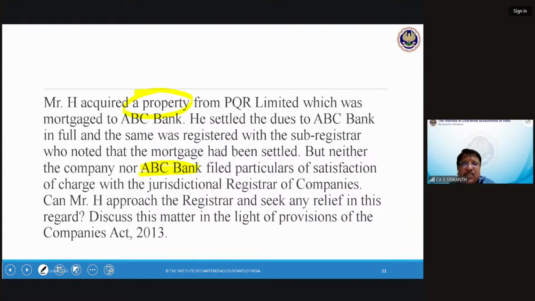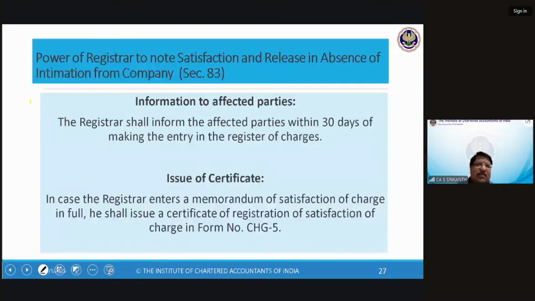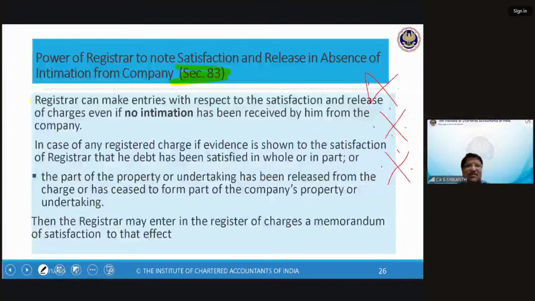Can Mr. H approach the registrar and seek any relief in this regard? Discuss this matter in the light of provisions of the Companies Act. Now, you want the answer? Yes, the answer is here. For that question, this is the answer.